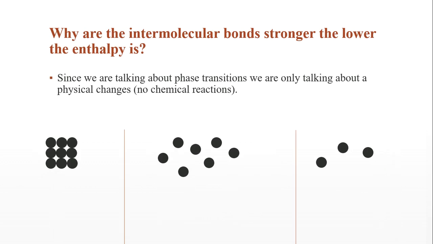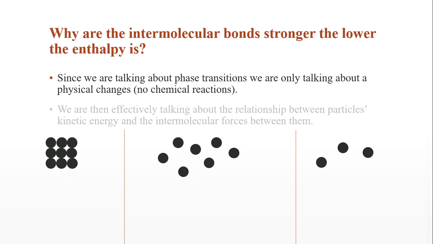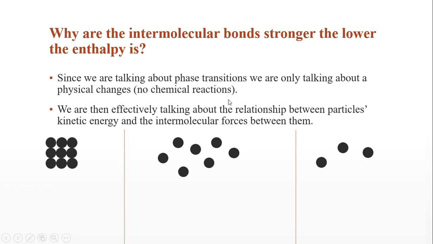So, why are the intermolecular bonds stronger the lower the enthalpy is, and vice versa? Well, now we're talking about phase transitions, and we're only talking about physical changes, so I'd like you to remember that no chemical reactions will occur. That means that we will have no change in the electron structure, anything like that. What we are talking about is the relationship between the particles' kinetic energy and the intermolecular forces between them. And I've tried to add some animations here, so let's see how that works out in the end.